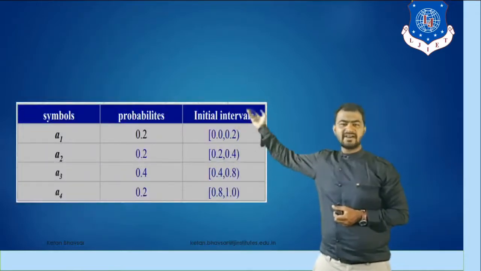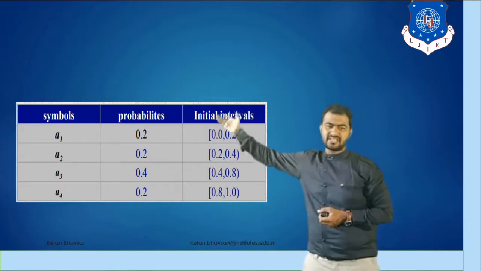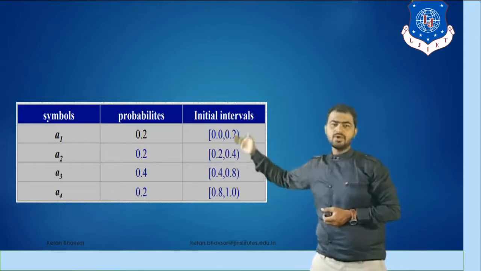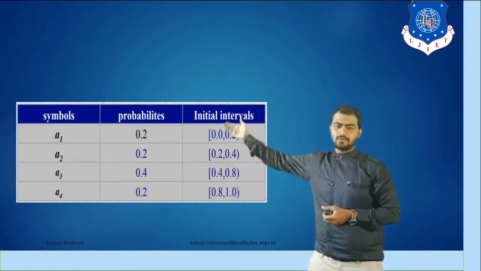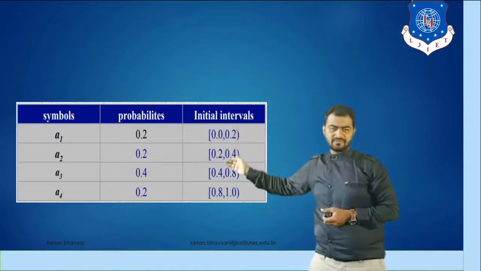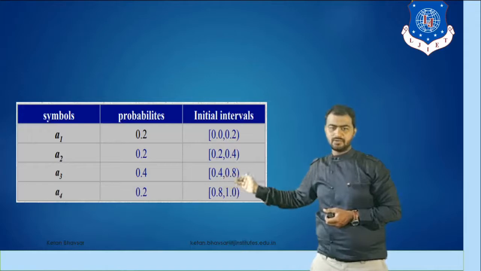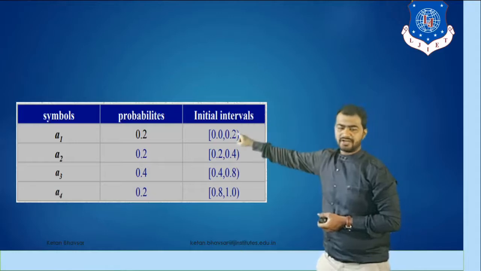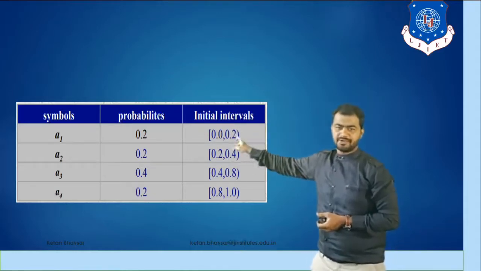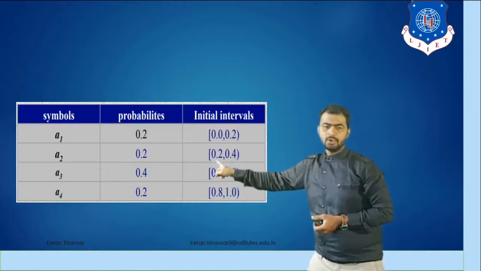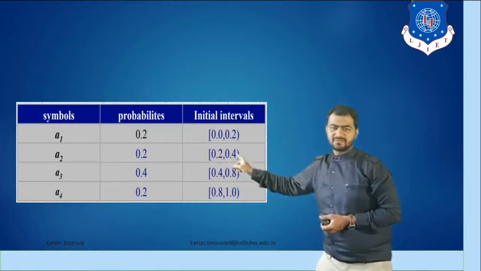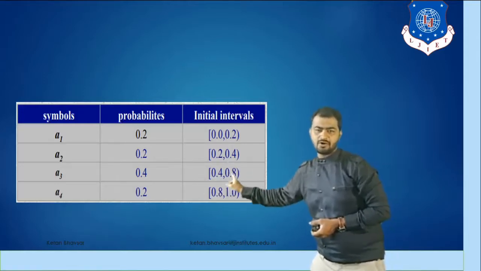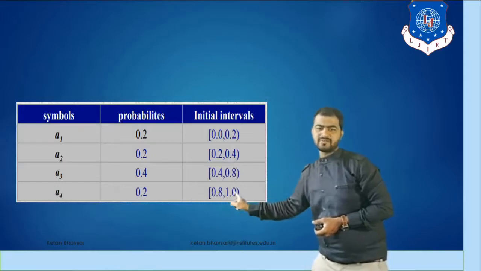Now as you can see, the interval is described in table form. A1 has probability 0.2, A2 has 0.2, A3 has 0.4 and A4 has 0.2. So what exactly do we have to do? We start from 0.0 to 0.2, 0.2 to 0.4, 0.4 to 0.8 and 0.8 to 1.0. We start with 0.2, then add the probability, 0.2, so it's 0.4. Now you put 0.4 here, add 0.4, so it's 0.8. Then you put 0.8 here and add 0.2, so it becomes 1.0.